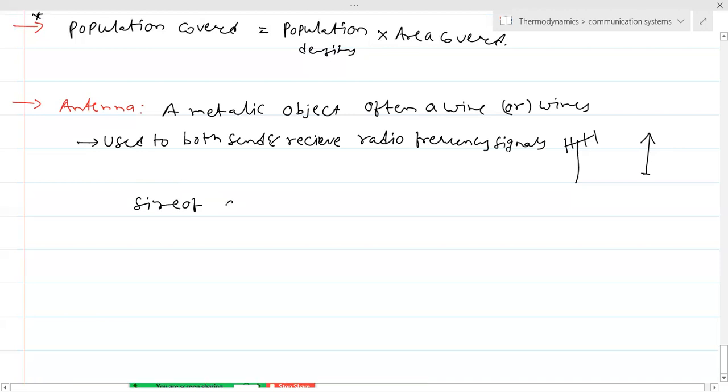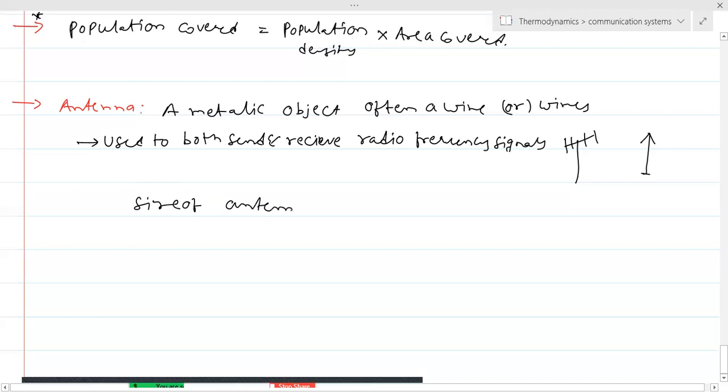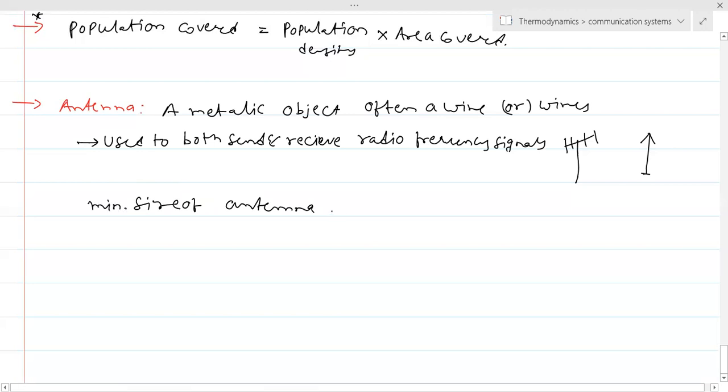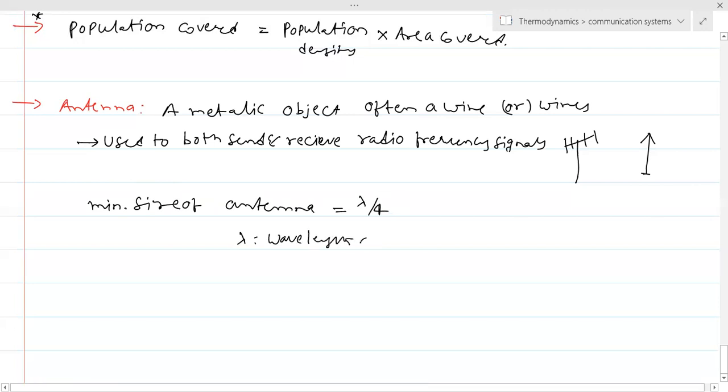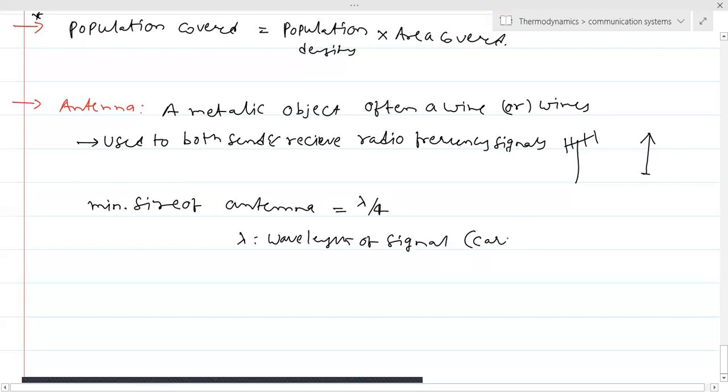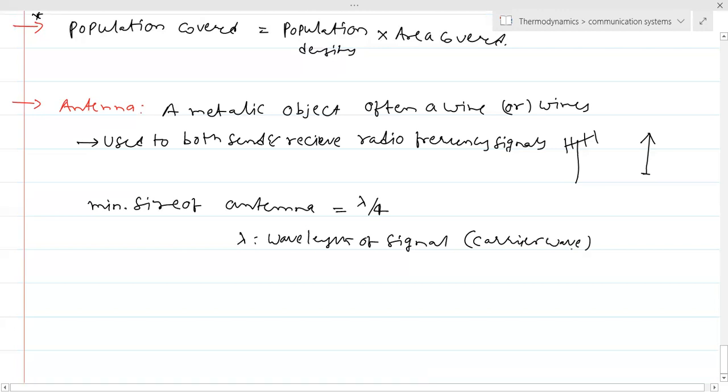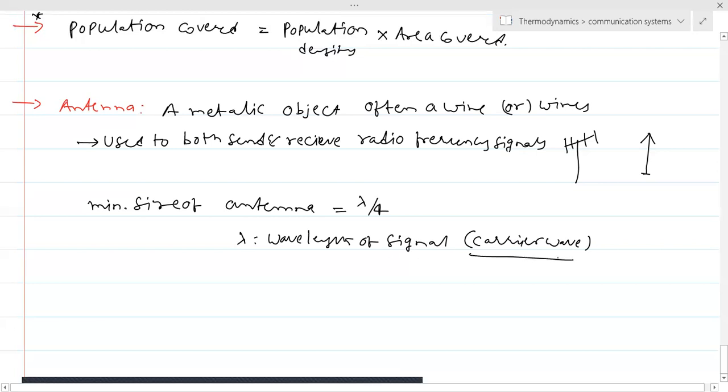And we have a formula for size of antenna. Clearly speaking, this is the minimum size of antenna: minimum size of antenna equals lambda by 4. Lambda is nothing but the wavelength of the signal. Signal may confuse us because we have two waves: one is the message wave and the second is the carrier wave. So this is important, we are taking the wavelength of the carrier wave.